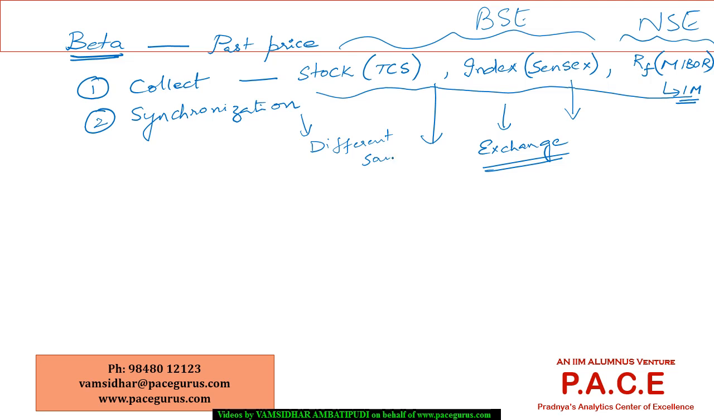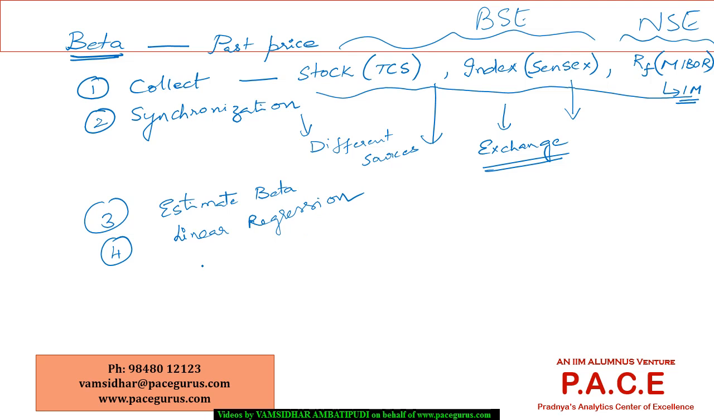So how do I really get into the synchronization of the data? And then I'll have a method to estimate beta. We'll talk about the formula mode, and we'll also have the statistical mode of estimating the beta, and any kind of a linear regression model which actually helps us to predict the expected return based on the risk which is measured in terms of beta. So that is the process.